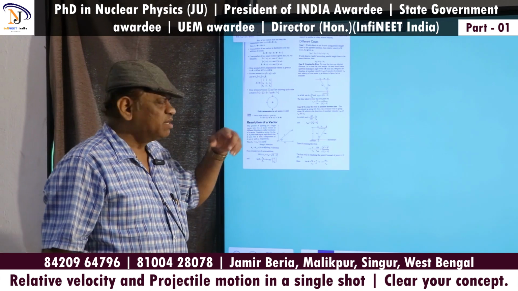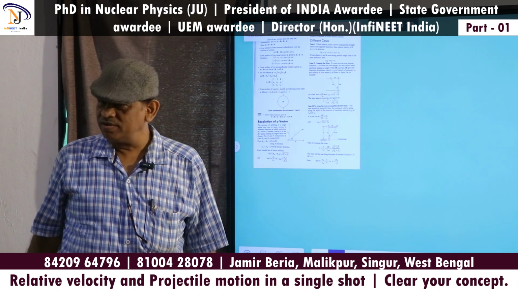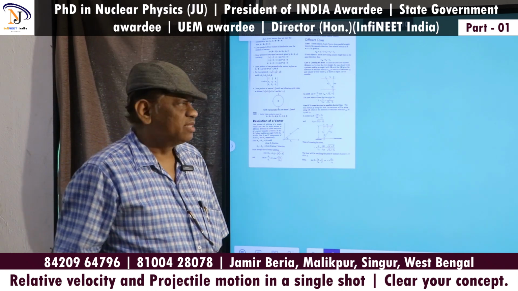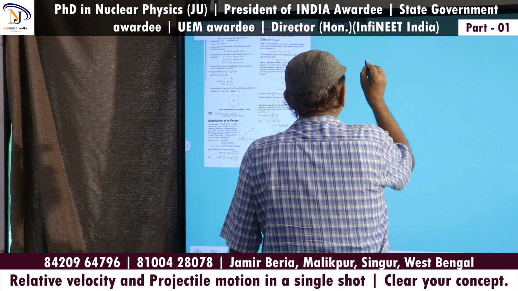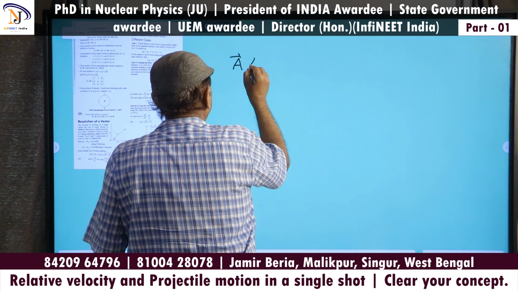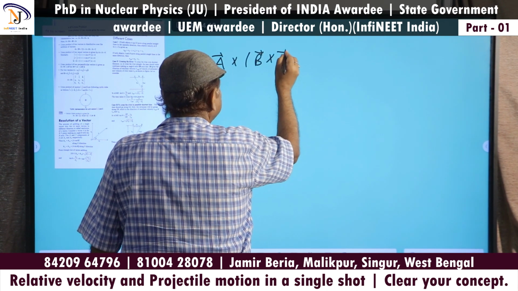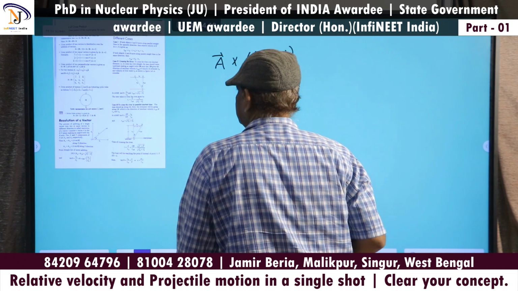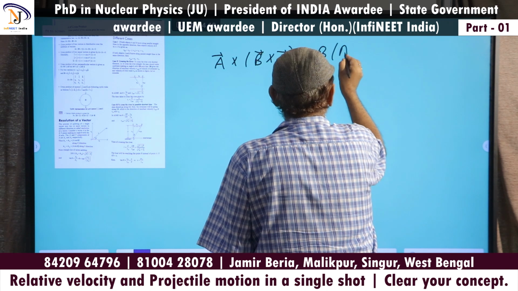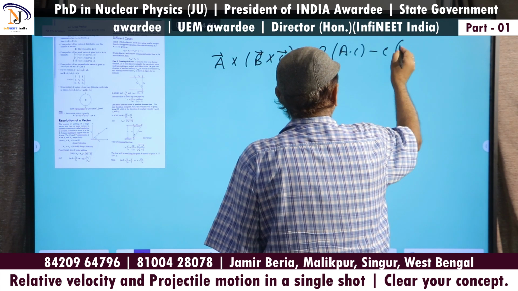Now here is a triple product. Actually, this doesn't belong to your syllabus, yet I will tell you how it can be done. There is a rule: A cross B cross C equals nothing but what is called back minus cab. This is the rule.